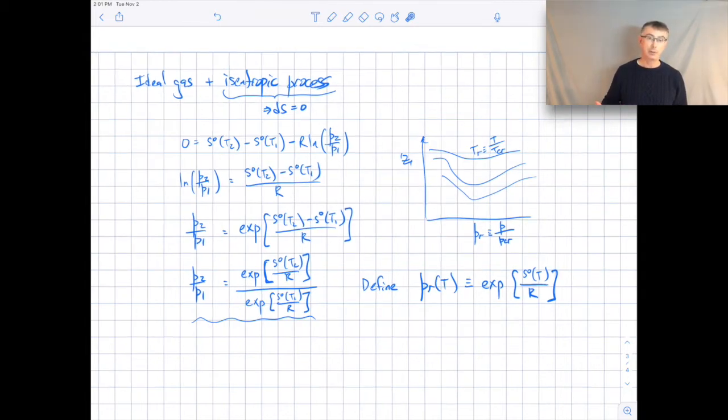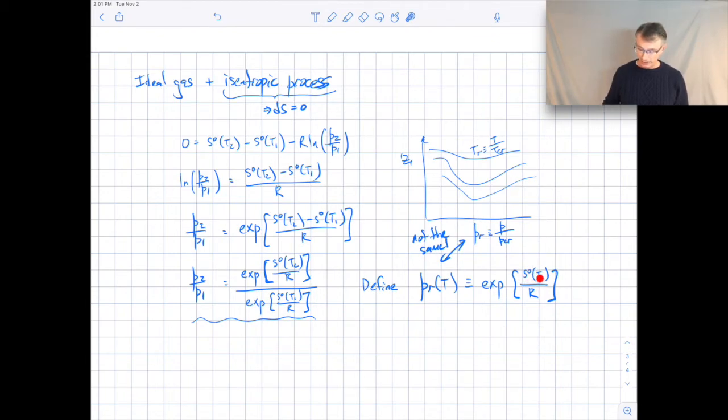Unfortunately, we're reusing a symbol here. This P sub R and this P sub R are not the same. So let me highlight that. Not the same. This is called a reduced pressure here. This is not a reduced pressure. This is just something else. It's called P sub R. Again, it's unfortunate the choice of symbol that's commonly used here, but it's just a different quantity. This P sub R is just the exponential of this S naught over R term. So it's completely unrelated to that.